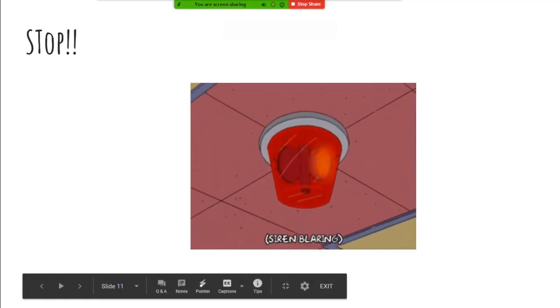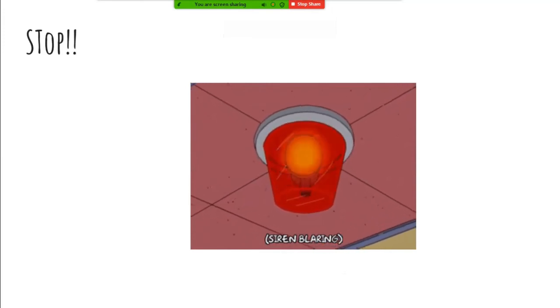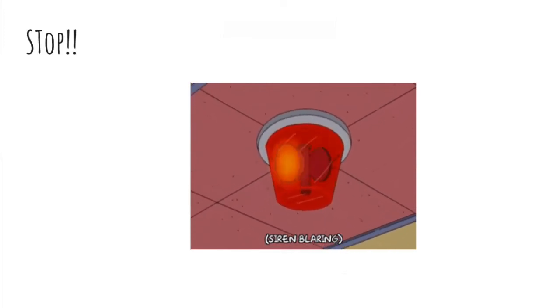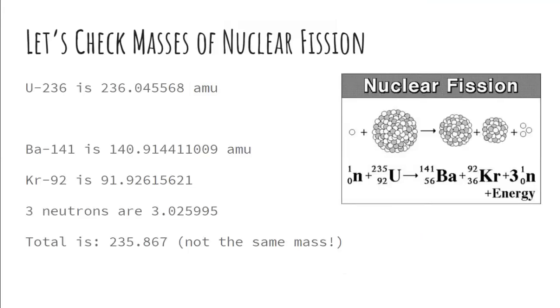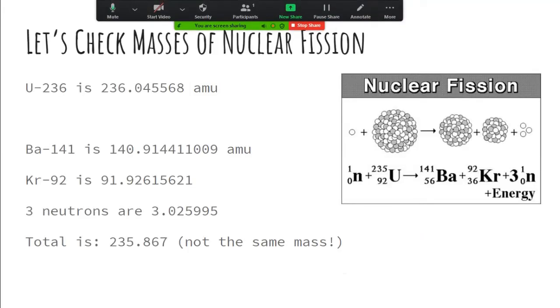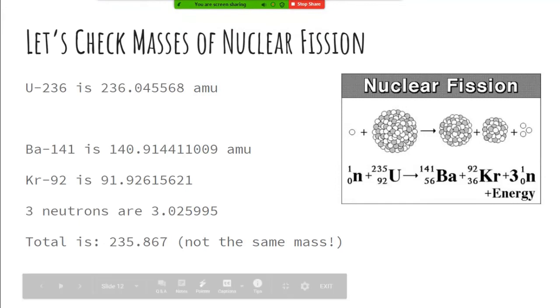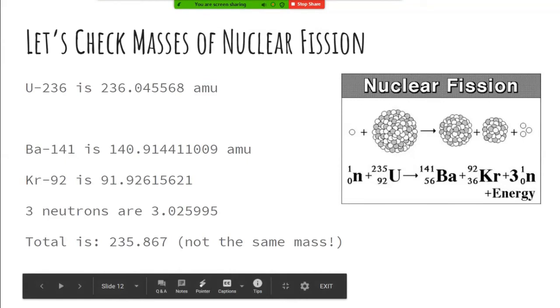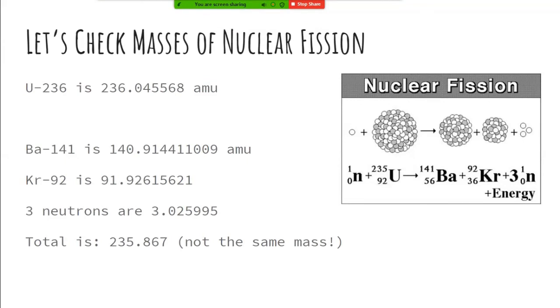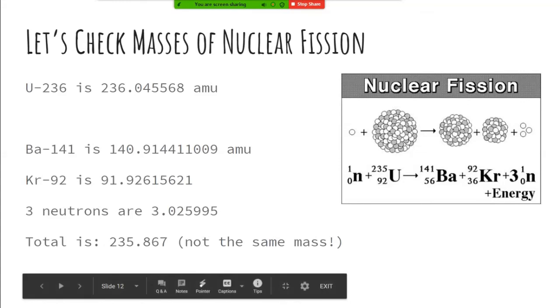Now there's a problem here. The number of protons and neutrons are the same, but if you actually look at their masses, it's going to be something different. So uranium-236, when we add that neutron, has a mass, and we're talking about atomic mass units, 236 point all of this. Barium-141 becomes 140.9144. Krypton-92 is 91.92, etc. And the 3 neutrons, their masses are 3.025995. And this is the total before it splits. And then when we look at the total after it splits, it's 235.867.